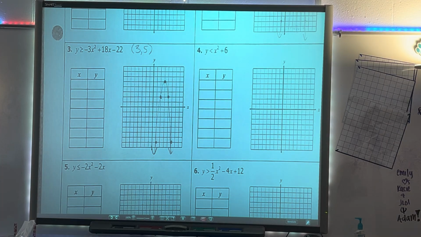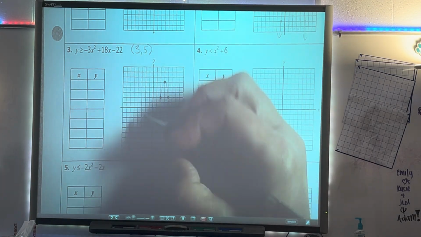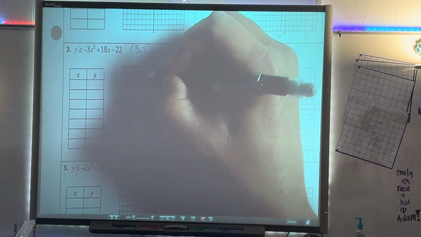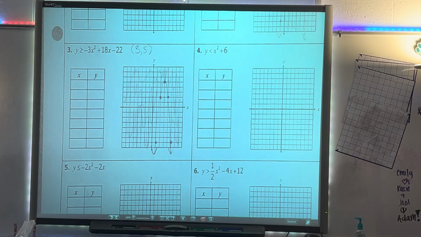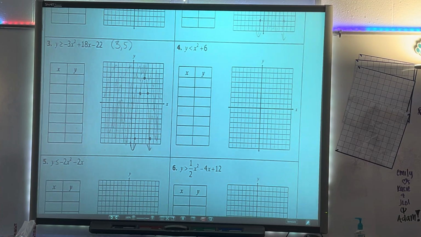Okay, in which direction am I shading? Yeah, above it. So I'm going to go out here. So it's going to be on the outside. Everybody okay there? All right. What about this one?